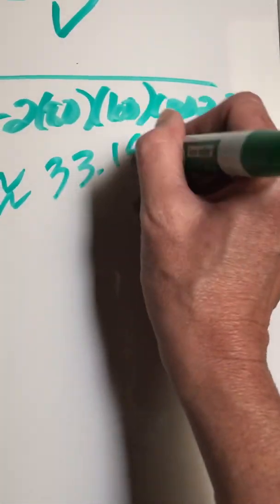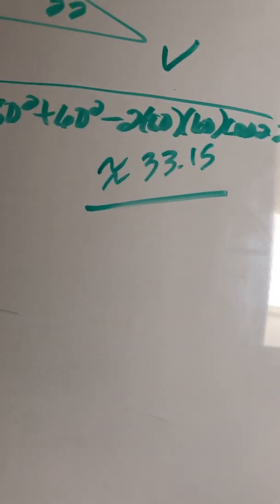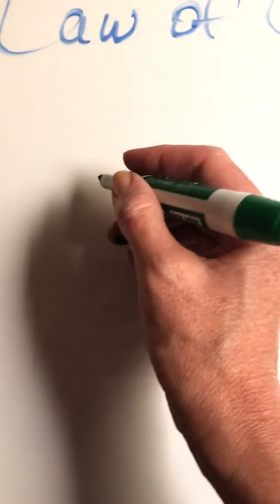Round it to whatever you're asked to round to, tenth, hundredth. That's to the nearest hundredth, but round to whatever you're asked to round to. So that's finding a side length. Let's do another one where we're finding a side length, and then we'll move to finding the angles.